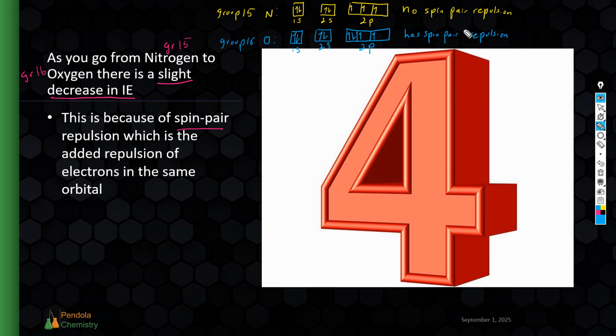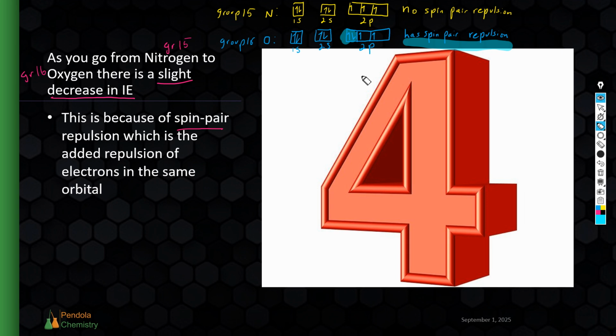Also sometimes called electron pair repulsion. Because of these 2 electrons right here for oxygen, let me use a different color, that is not good. These 2 electrons are causing spin pair repulsion to happen for oxygen, which means that those 2 electrons don't want to be there. They're being repelled by each other. It's necessary because there's nowhere else for that electron to go.